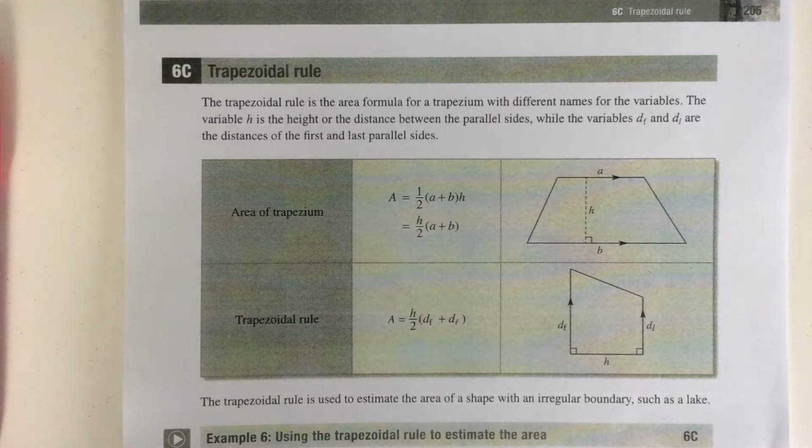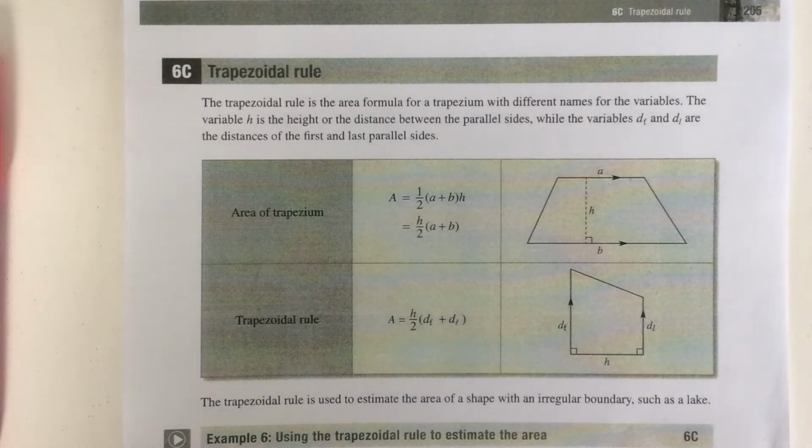Hi Year 11. Okay, today we're going to look at the trapezoidal rule. Now last lesson we were looking at finding the area of irregular shapes. The ones that we did last lesson all had straight sides. This time the trapezoidal rule is used to help us when we have one side that is not straight, so it's got a curvy side.